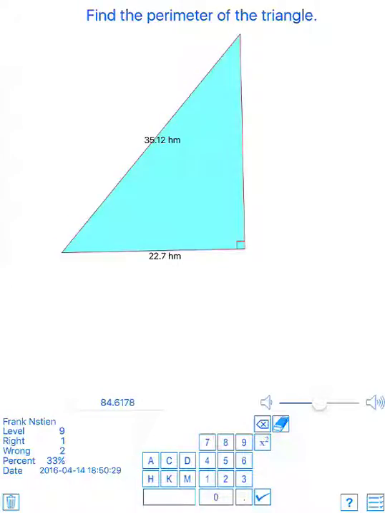Space, hectometers, HM. And then we click on the check button to check to see if we're right.